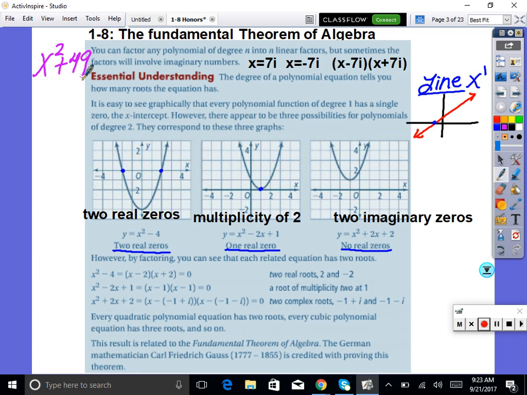Does that make sense? So if we factored this technically with linear factors, if I said rewrite this as linear factors, wouldn't I have to subtract 49, square root it, and get plus or minus 7i? And then we'd work backwards, getting these linear factors. Everybody good? Okay. So once again, the essential understanding is that the degree of the polynomial equation tells you how many roots the equation has.